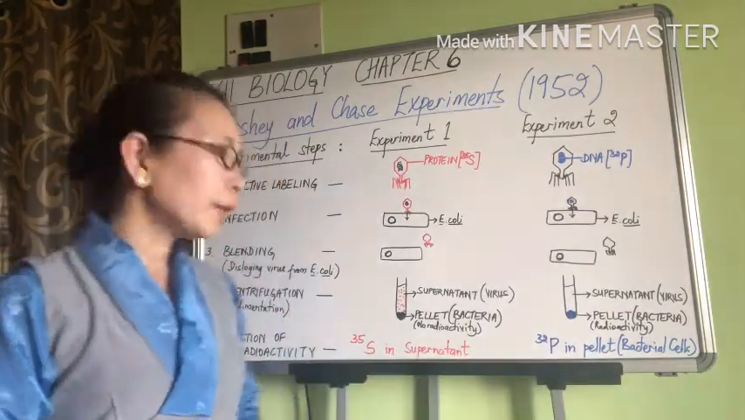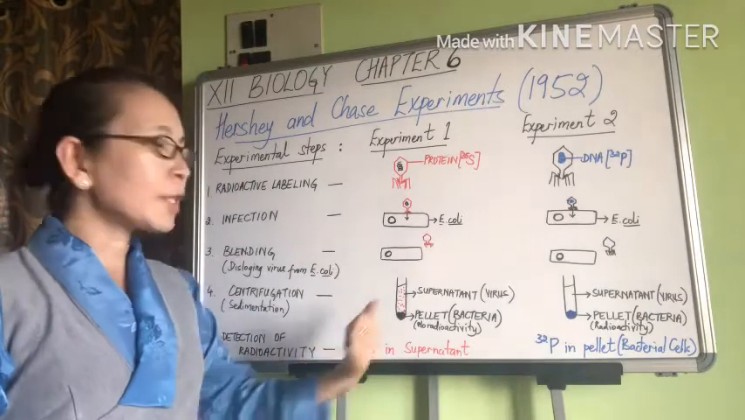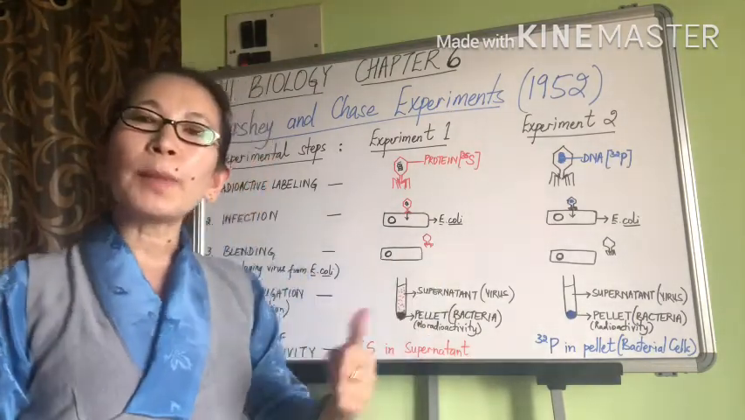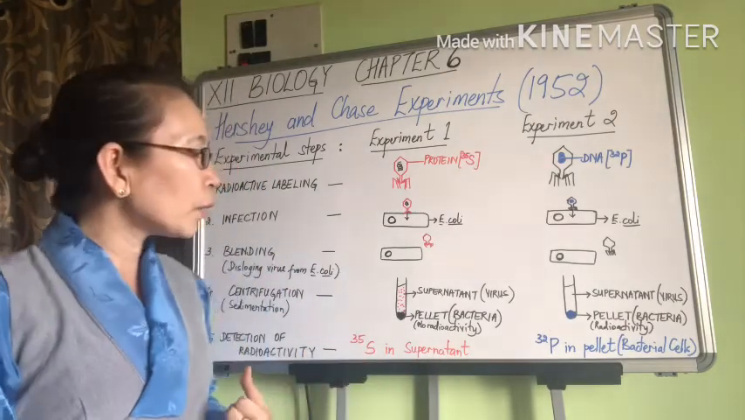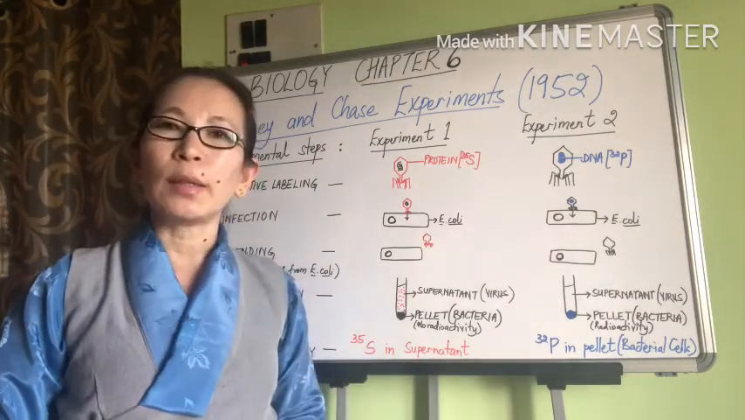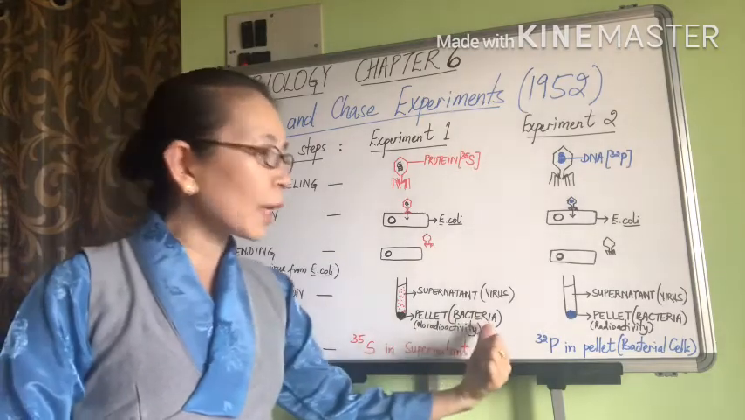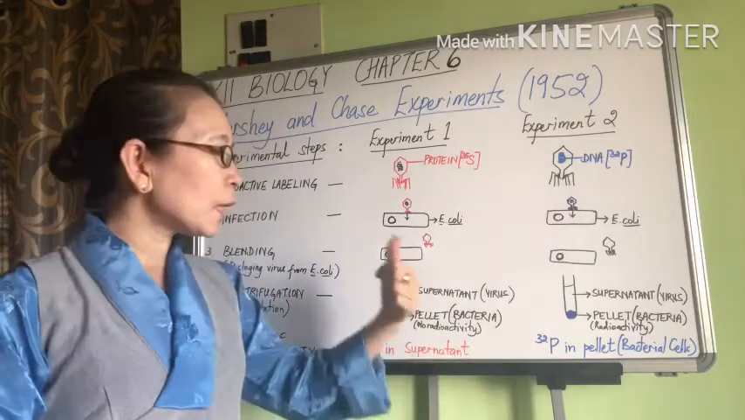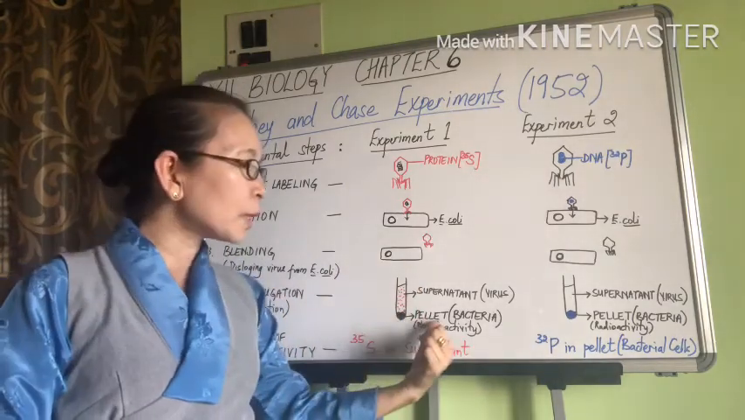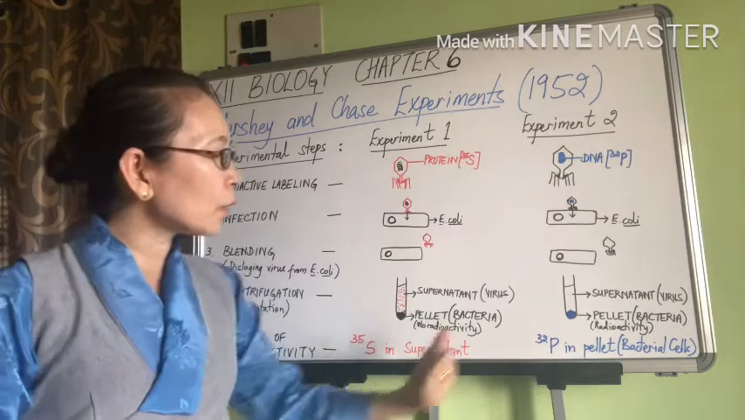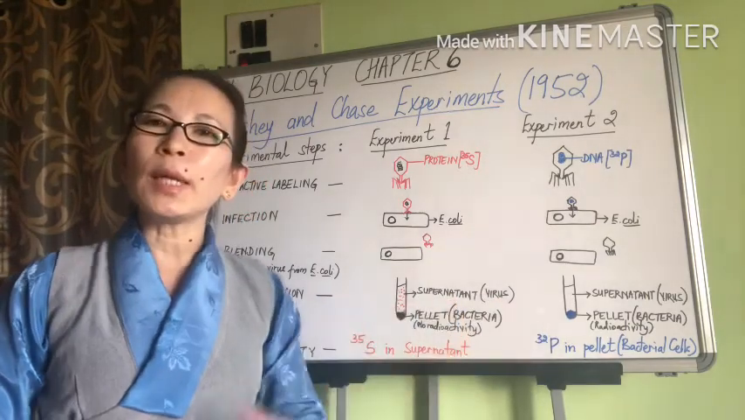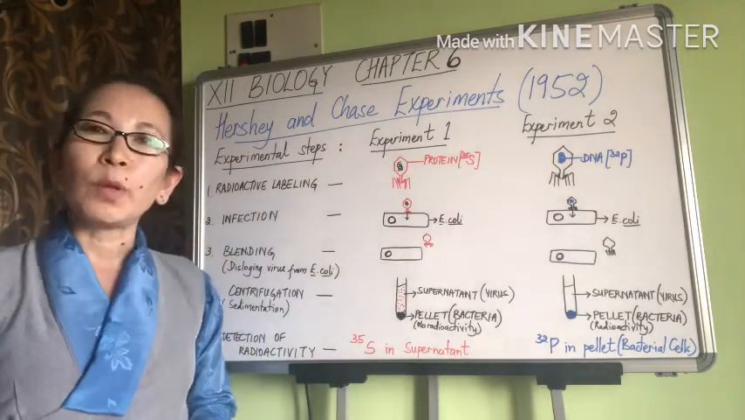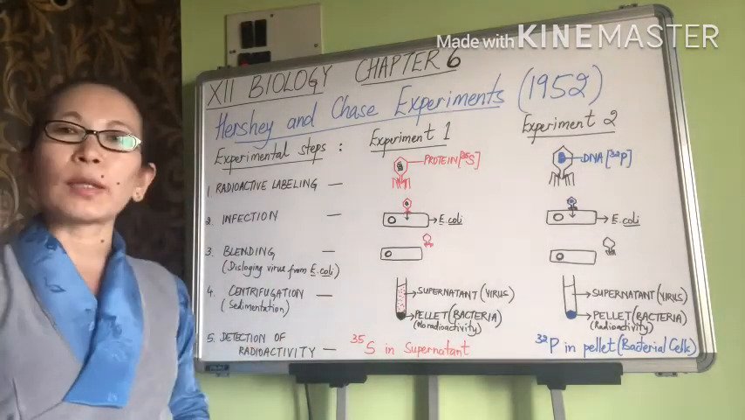After separation, the next step is centrifugation, in which the suspension containing bacterial cells and viral particles was spun in the centrifuge machine, and they were thus separated based on their density. In this case, since bacterial cells are heavier than the viral particles, all of the bacterial cells settled or sank to the bottom and formed the pellet, whereas the lighter viral particles got suspended in the upper supernatant. And the last final step was the detection of radioactivity.